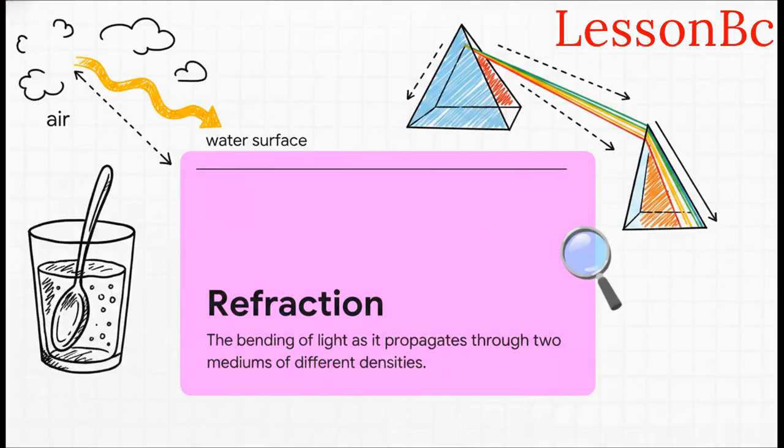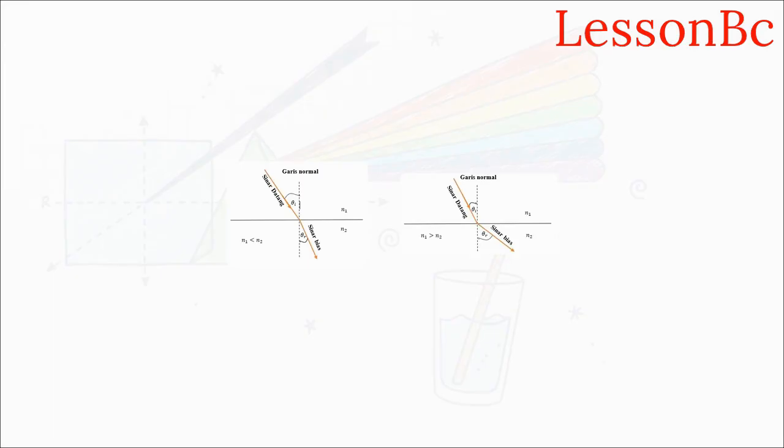Okay, so this bending has a name. It's called refraction. And you've definitely seen this before. It's the reason a straw in a glass of water looks like it's broken right at the surface. It happens because light actually changes its speed when it moves from one substance or medium, like air, into a different one, like water.